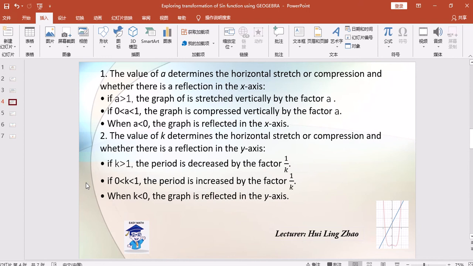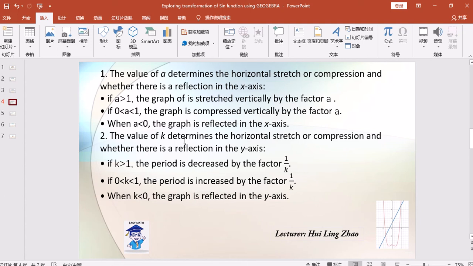Next, we're talking about a and k in detail. The value of a determines the vertical stretch or compression and whether there is a reflection in the x-axis. If a is more than 1, the graph is stretched vertically by factor a. If a is more than 0 and less than 1, the graph is compressed vertically by the factor a. When a is less than 0, the graph is reflected in the x-axis.